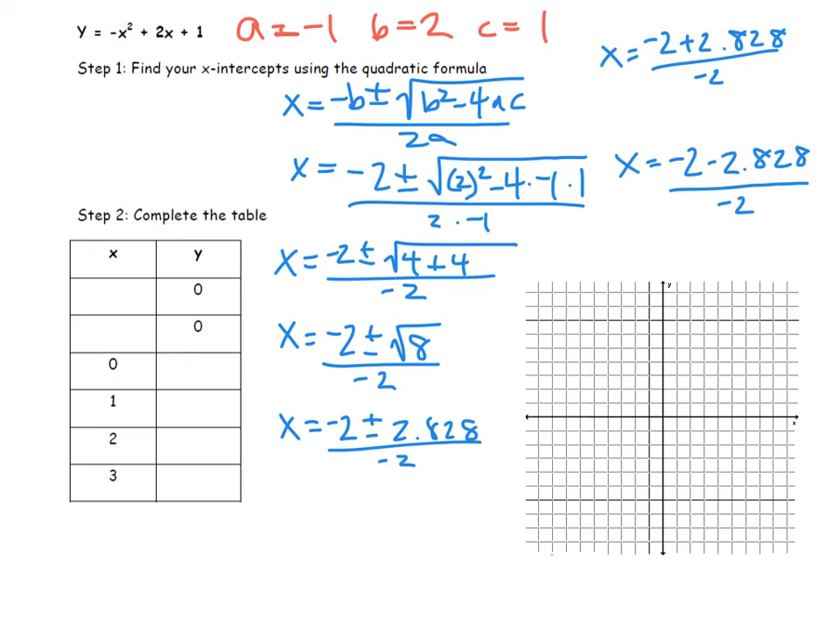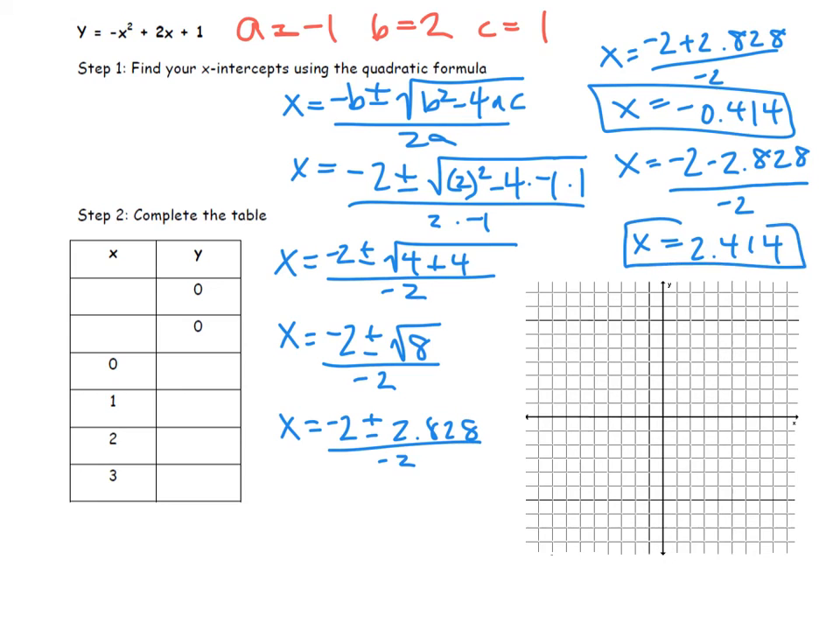So there's our two that we need to compute there. Go ahead and do those. And they should be x equals negative 0.414 and 2.414. So again, these are our two x values when y is 0.